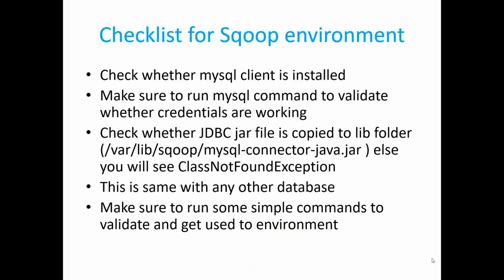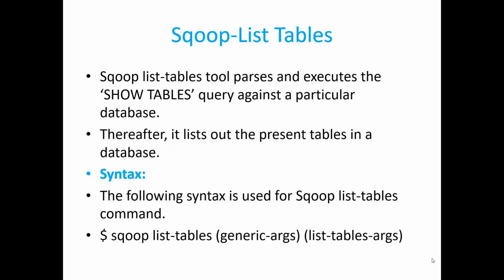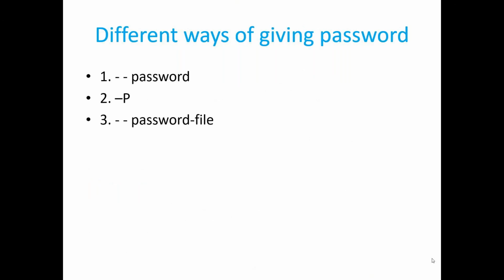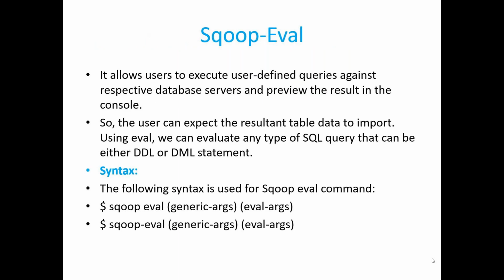And we have spoken about the checklist that is required for Sqoop. Then we have seen Sqoop list databases to see the list of all the databases, and Sqoop list tables as well. We have seen the different ways of giving the passwords, right? There are three different ways of giving the password. Then we have seen how to use an options file to keep all the parameters in a file and then use it. Then we have seen Sqoop eval as well. So now let's talk about Sqoop import. What is Sqoop import and how to do it?